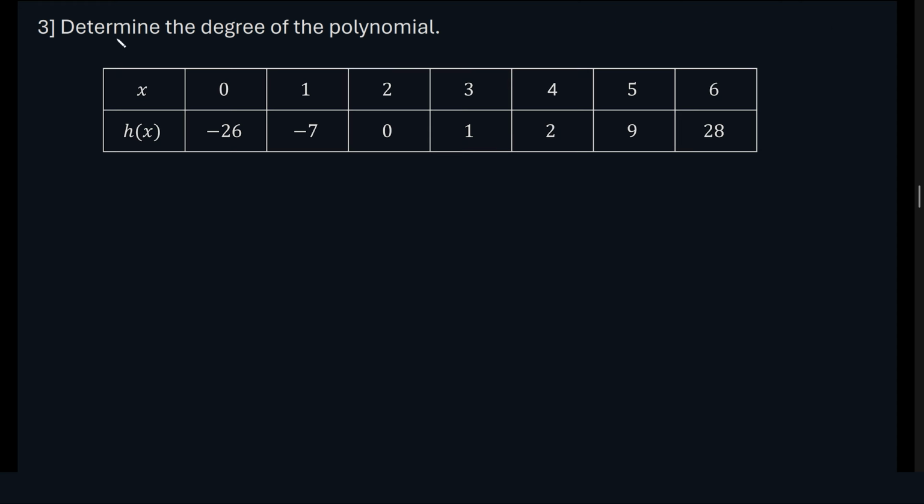Question 3. Determine the degree of the polynomial. Alright, so here we will use the difference method. Negative 7 minus negative 26 is 19. 0 minus negative 7 is 7. 1 minus 0 is 1. 2 minus 1 is 1. 9 minus 2 is 7, and 28 minus 9 is 19. Next, 7 minus 19 is negative 12.